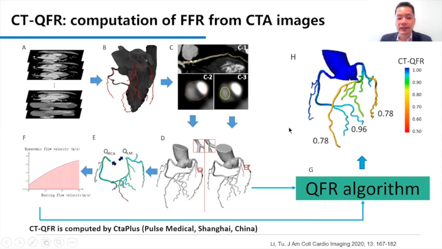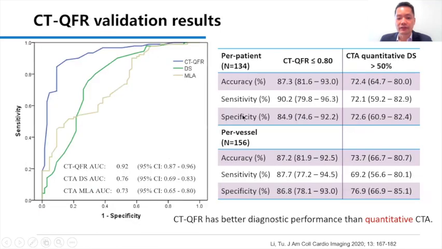At the same time, we also extended the QFR to CT and made a CT QFR software called CTA Plus. This is the methodology from the CT. We construct the vessel, and we also reconstruct the healthy vessel, using our own pattern to create the flow, estimate the hyperemic flow, and then use the QFR algorithm to calculate the pressure drop and the FR. In this first study published in JACC Imaging, compared to wire-based FFR, the CT QFR has a diagnostic accuracy of 87.3%, which was significantly higher than the CTA-derived quantitative diameter stenosis.